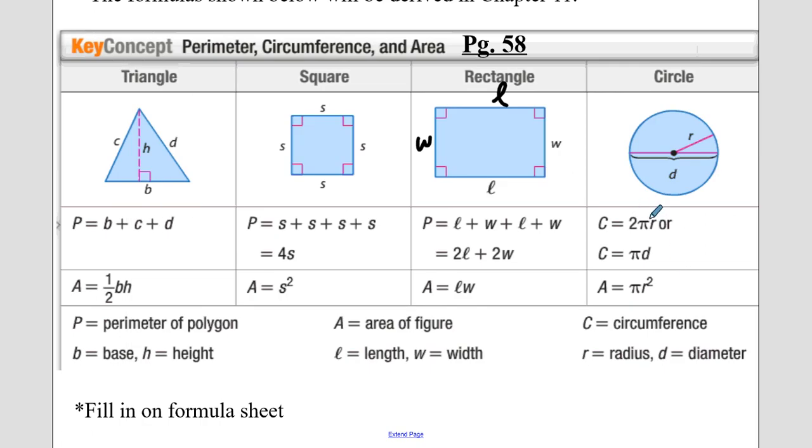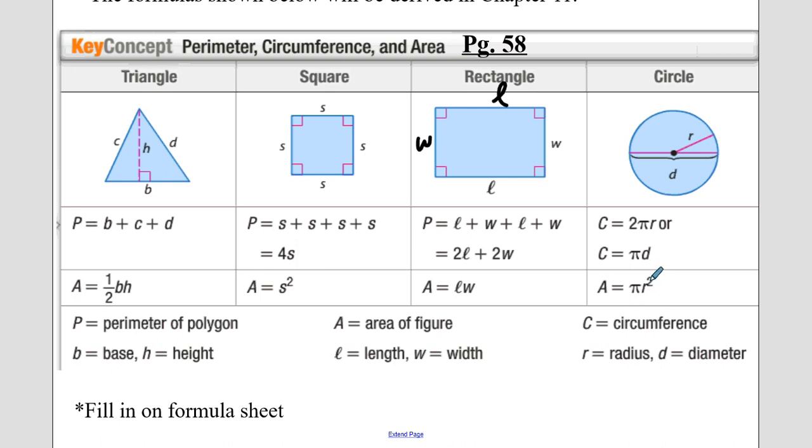Another way, instead of doing 2 pi r, well, 2r is the radius. If you have 2 radii, that's just the diameter. So instead of saying 2 radii, you could just say diameter. So circumference could also be pi times diameter. We'll talk about where that comes from in a follow-up lesson. The area of a circle is pi times its radius squared. We'll also talk about where that comes from.